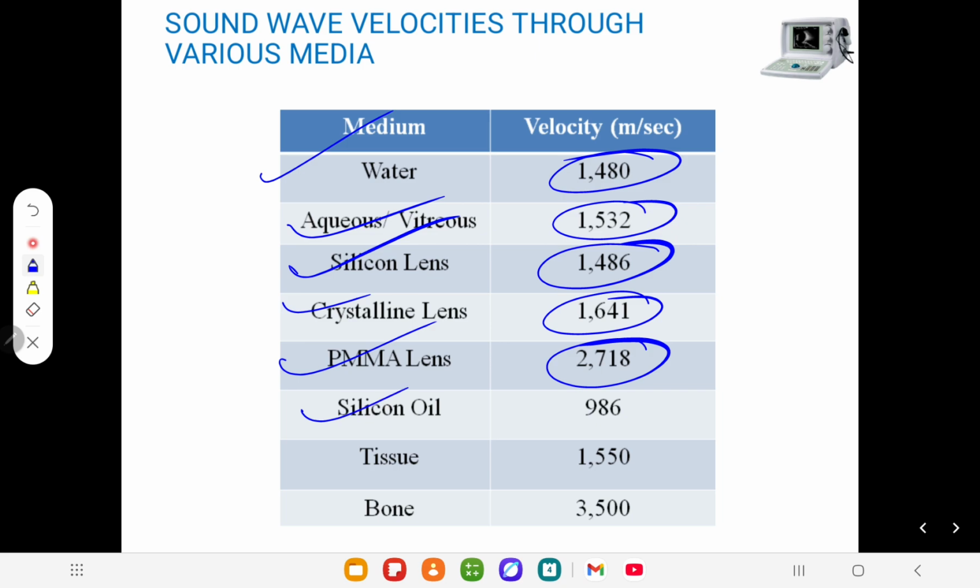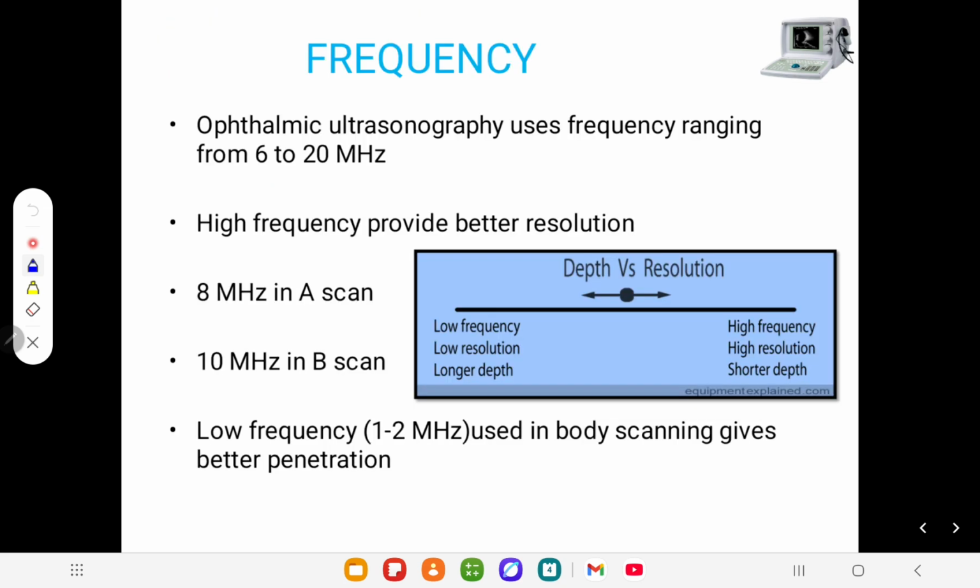Silicon oil, I think silicon lens and silicon oil is much slower. Tissues, roughly bones, higher. As the density increases, speed definitely increases. We know it. So now this is a very important concept here.